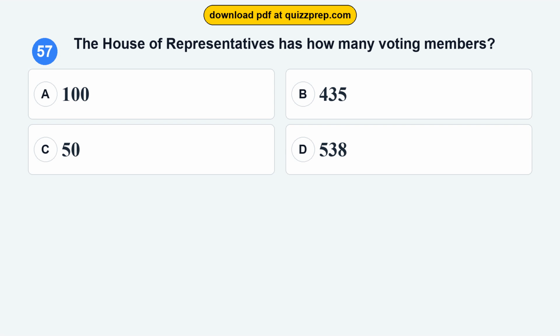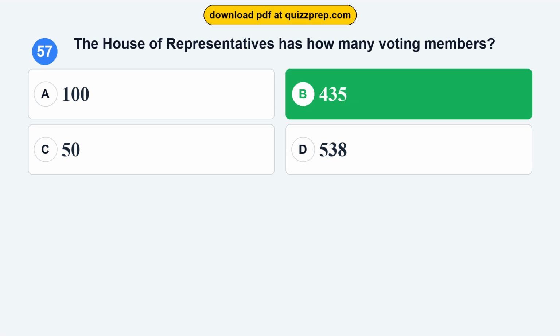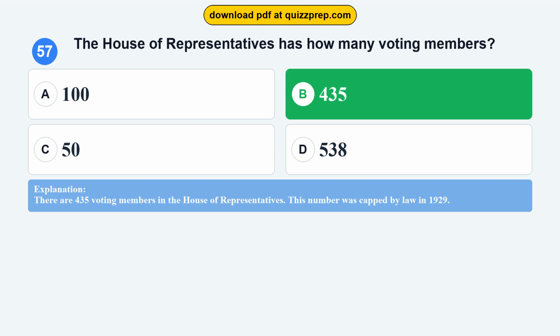Question 57. The House of Representatives has how many voting members? Option A, 100. Option B, 435. Option C, 50. Option D, 538. The correct answer is option B, 435. There are 435 voting members in the House of Representatives. This number was capped by law in 1929.